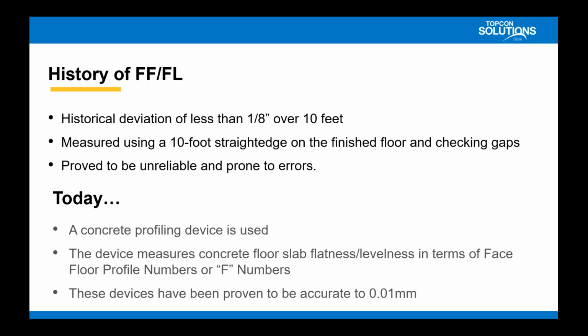With today, typically they use a concrete profiling device, right? The profiling device measures concrete floor slab flatness and levelness in terms of face floor profile numbers, or F numbers. Now, somewhat like its predecessor, a concrete profiling device can also give us a straight edge over finished floor measurement. But the good thing about these devices is that typically they've been proven to be accurate to 0.01 millimeters. So that's a pretty great level of accuracy.